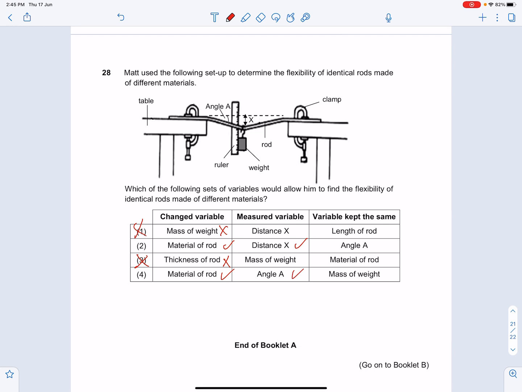Now, the variable to be kept the same. Here's the thing. I cannot keep my angle A the same because this depends on the experiment. It's a result, an outcome of the experiment, so it's not something that I can control. So saying that the variable to be kept the same is angle A is actually wrong, because I don't control this. So straight off the top, 2 is wrong. And then the last one, just to be sure, mass of the weight. Yes, I should keep the mass of the weight the same. So therefore, option 4.